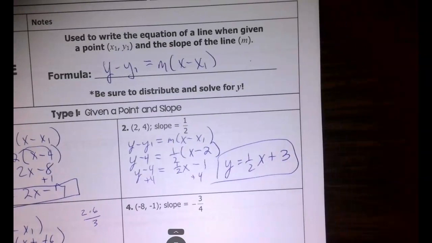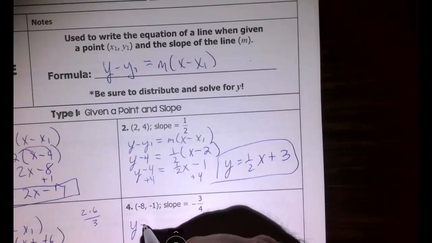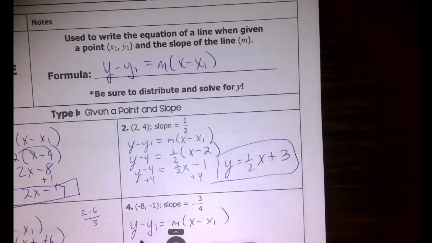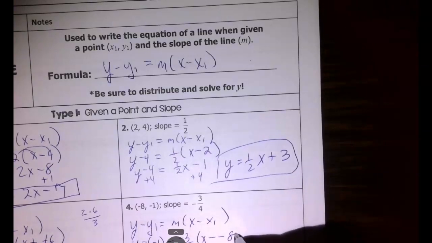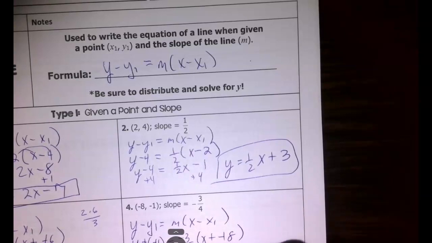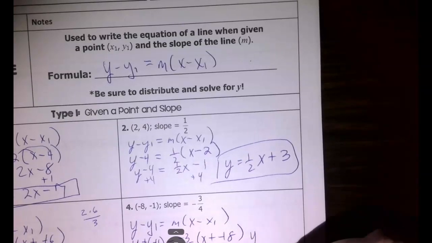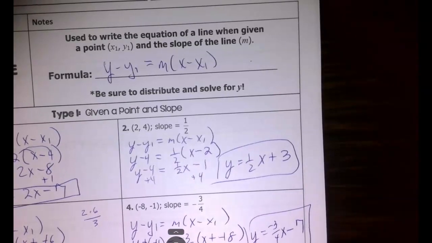And last one. This section, y minus y1 equals m times x minus x1. So it's y minus a minus 1 equals negative 3/4 times x minus an x1, so plus, plus, plus, plus, so y plus 1. Leave that alone. Negative 3/4 of x is, let's see, negative 6. Okay, bring the 1 over. So y equals negative 3/4 x minus 7. Final answer on that. Alright.